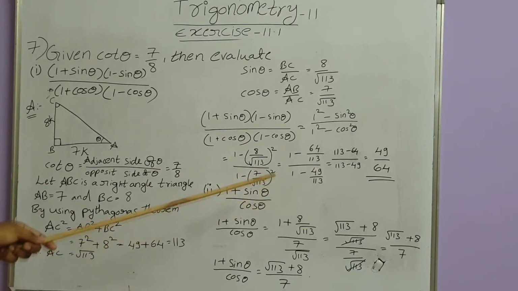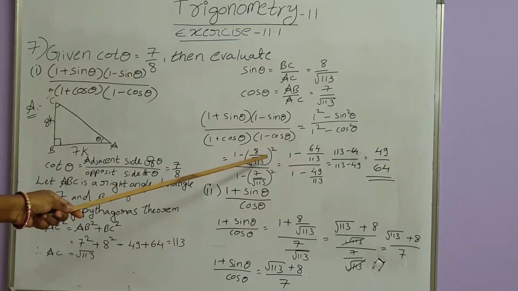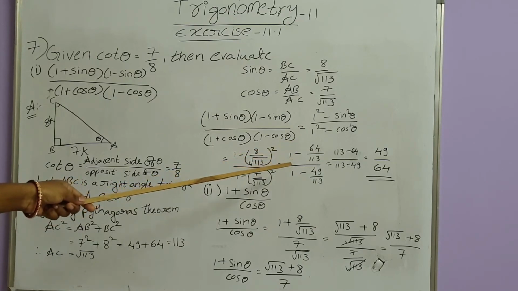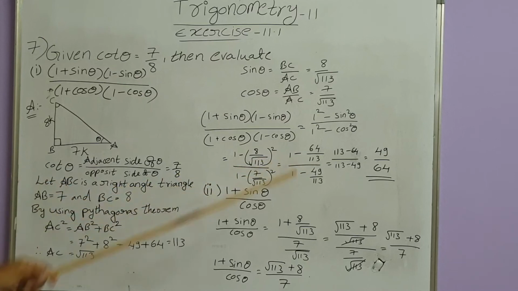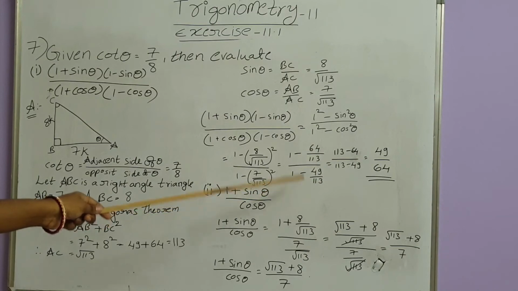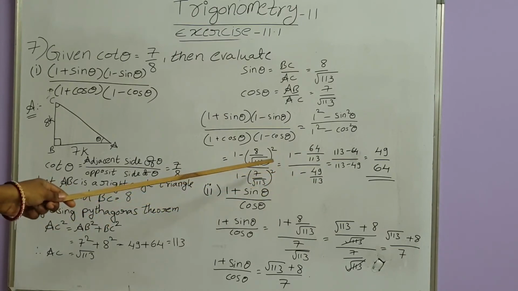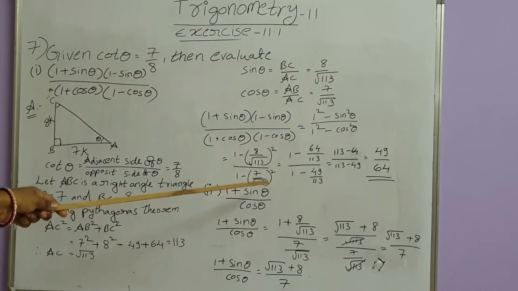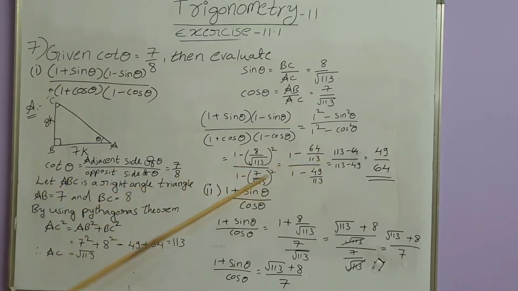Take LCM. 113 minus 64 by 113. These both are cancelled. We get 113 minus 64 by 113 minus 49. We get 49 by 64. This value, (1 plus sin theta) into (1 minus sin theta) by (1 plus cos theta) into (1 minus cos theta), is 49 by 64.